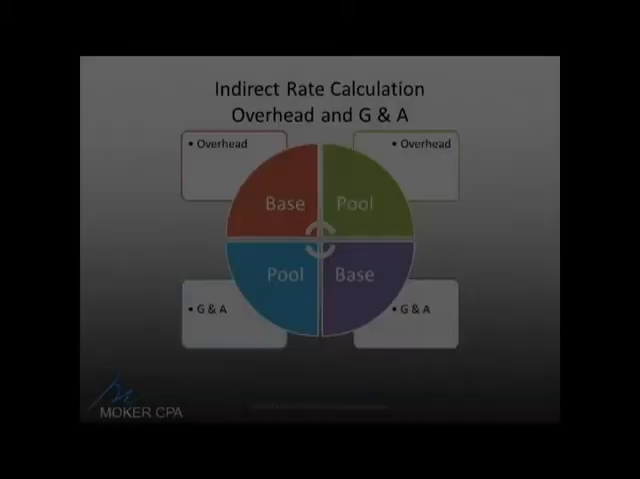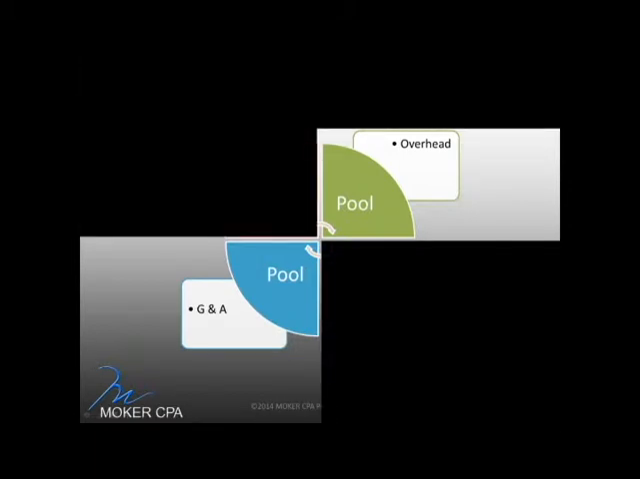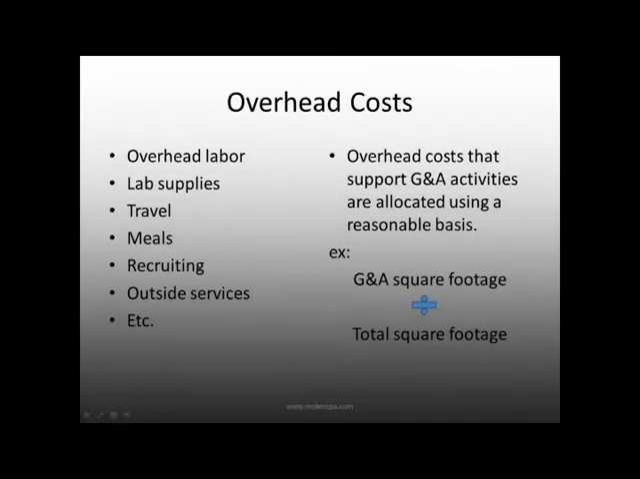Overhead costs are costs that support direct activities and G&A activities. Overhead costs that support direct activities are included 100% in the overhead cost pool, such as overhead labor, lab supplies, travel, meals, recruiting, outside services, etc. Overhead costs that support G&A activities are allocated using a reasonable basis. For example, G&A square footage over total square footage, or G&A labor over total productive labor. These shared costs typically include occupancy costs such as rent, business insurance, property taxes, utilities, telephone costs, etc.